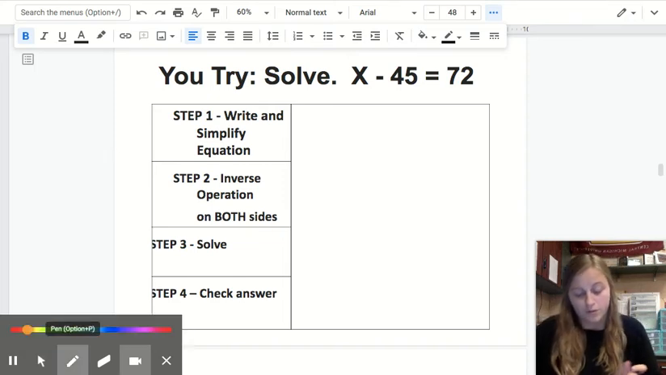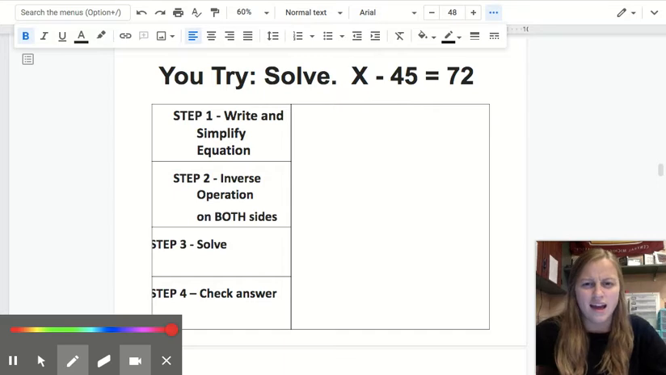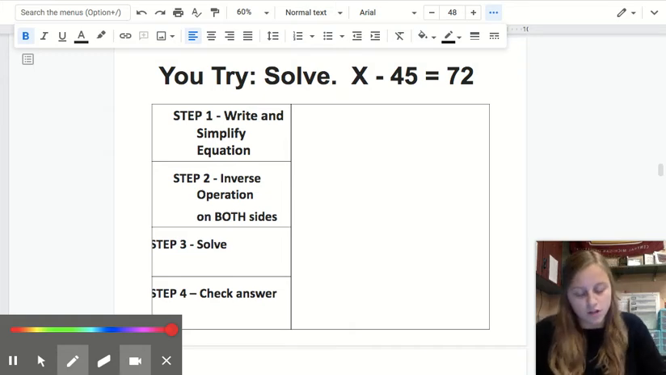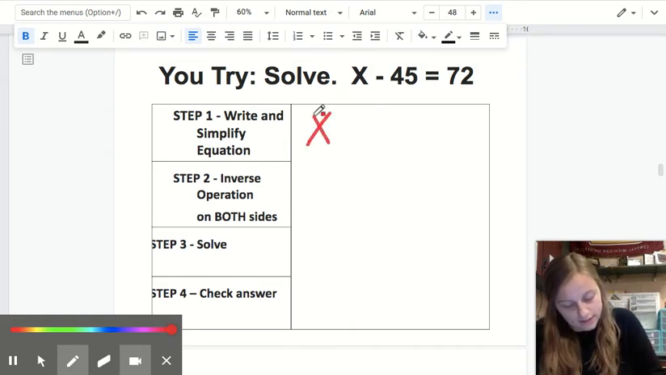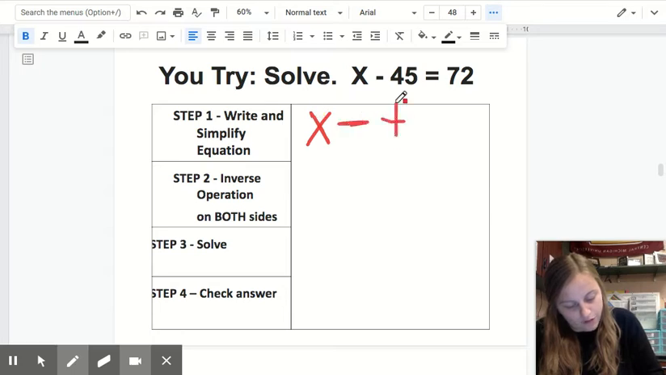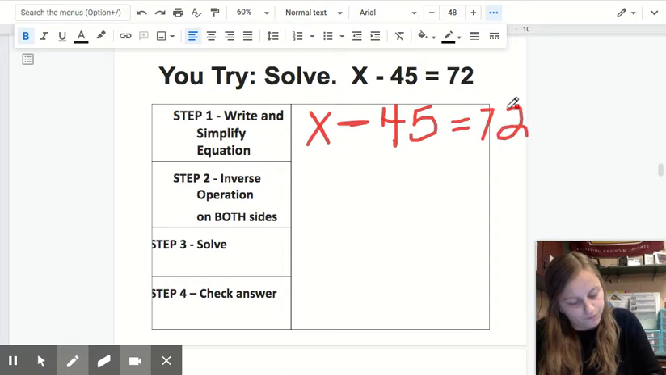Step number 1 was to write the equation down and simplify if you can. All I see is an x, a variable, and then a lonely number, minus 45. There's nothing else I can do there. So I just write my equation. X minus 45 equals 72.